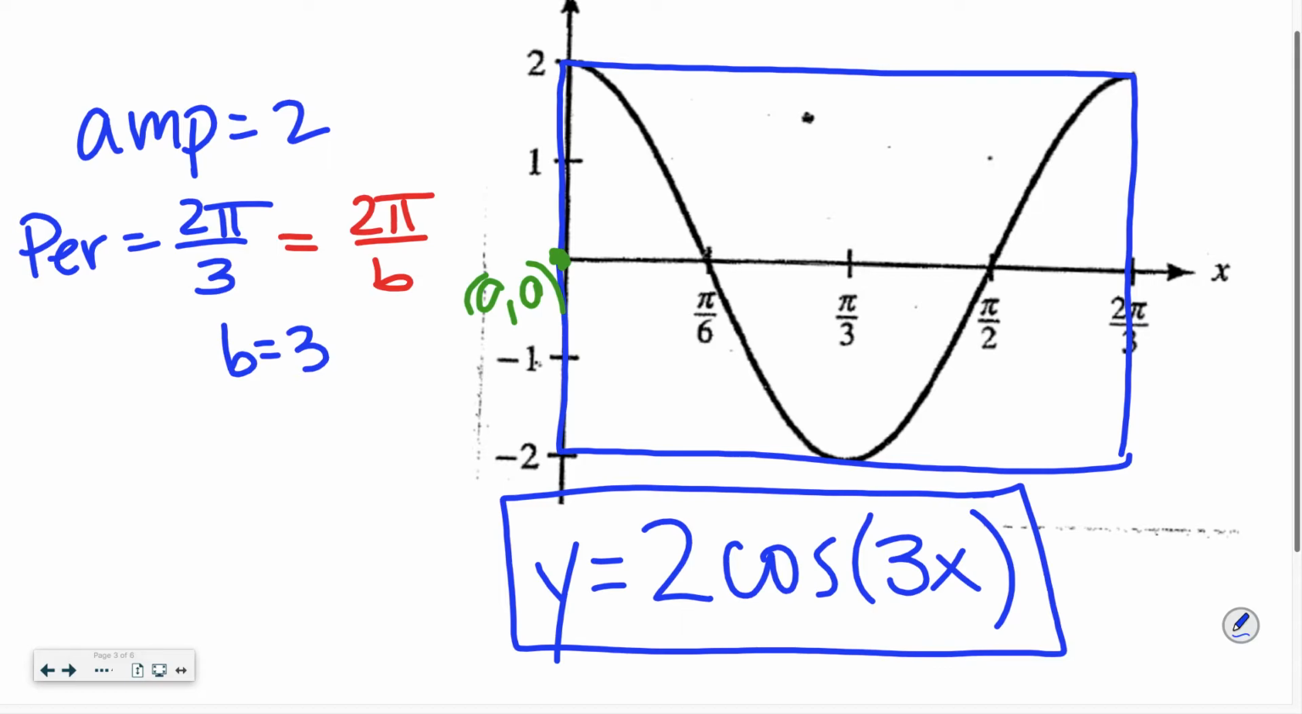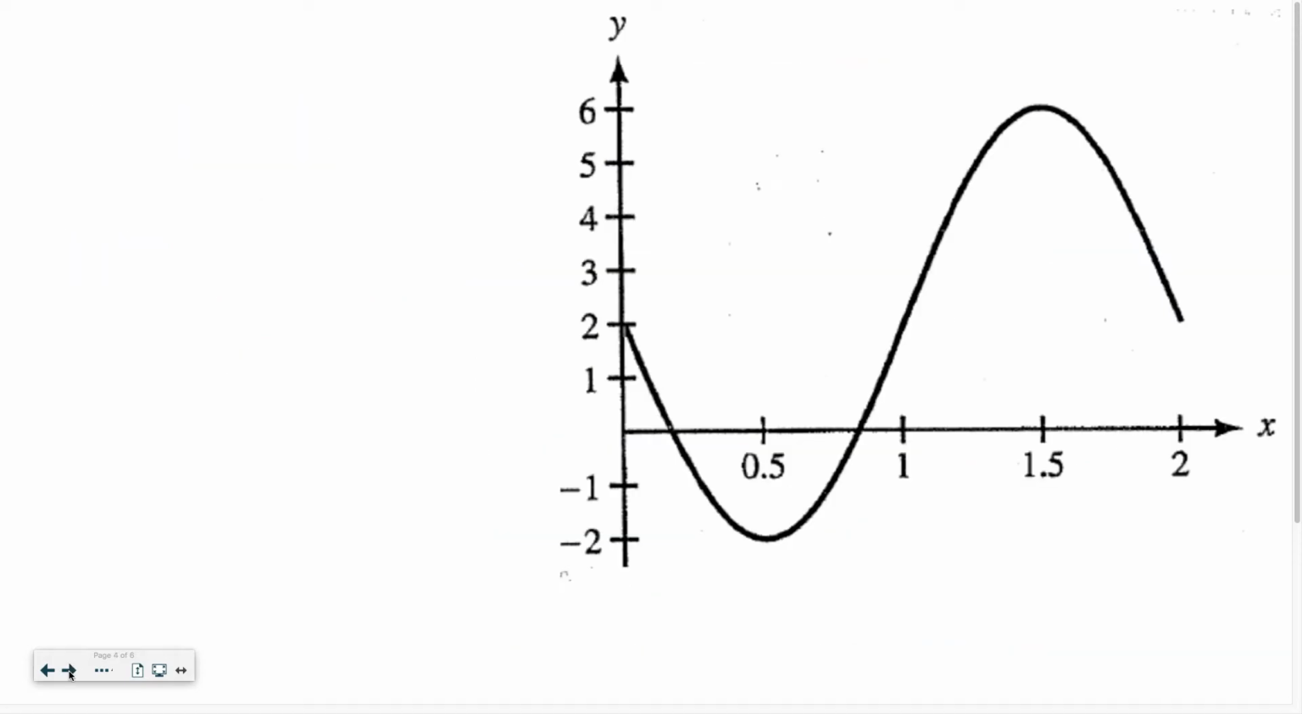Not bad, right? Any questions on that graph? Makes it nice when it starts at 0, 0 because then that's two less things that you have to identify. So let's go ahead and look at a graph that maybe doesn't start exactly at 0, 0. I will give you a few minutes to draw this graph in your notes.